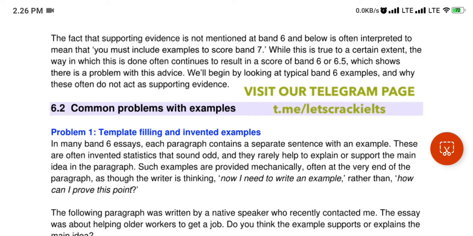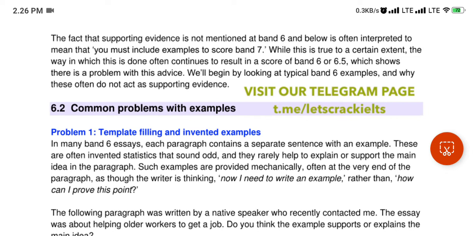We will begin by looking at typical band 6 examples and why these often do not act as supporting evidence. 6.2, common problems with examples. Problem 1: template filling and invented examples.